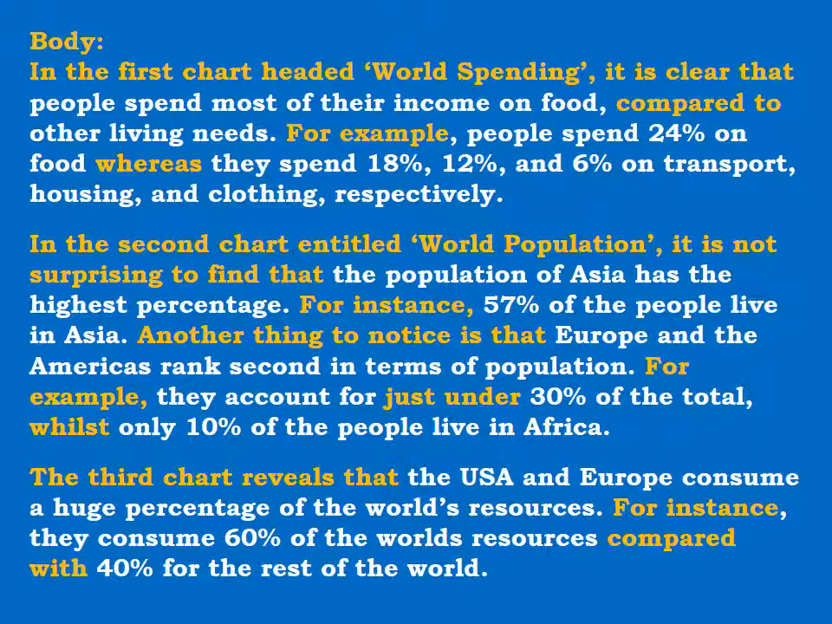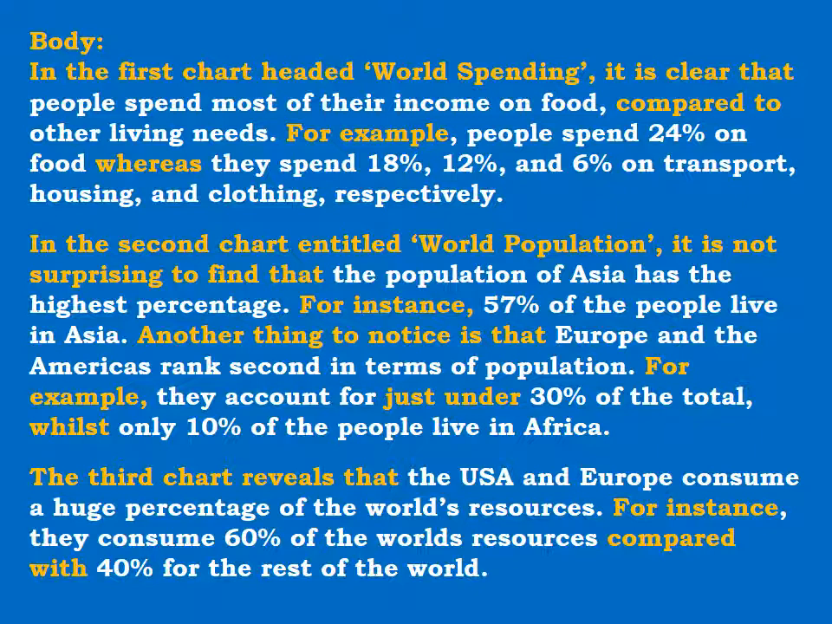Now we want to give the example. For example, people spend 24, yes, it is 24% on food, whereas they spend 18%, 12%, and 6%. On what are the things? Look at this sentence, how it is put. They spend 18%, 12%, and 6% on transportation, housing, and clothing. See, because we have three percentages, we need to have three areas of spending. So transportation or transport, housing, and clothing respectively.